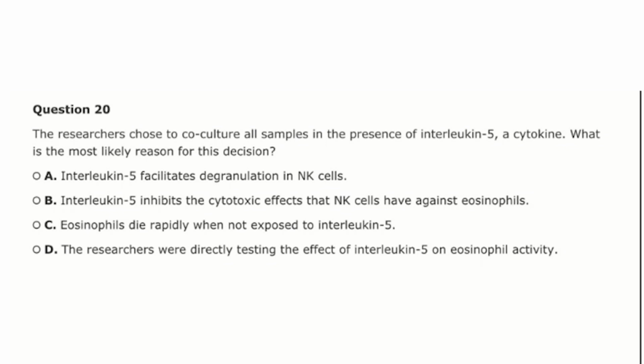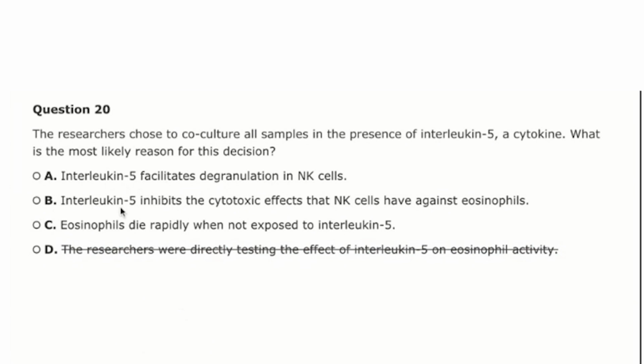All right, so answer choice D seems like, well, no, that's what they were. It was the presence of. I don't see anything where they were like, oh, and here's different levels of interleukin-5, and here's what interleukin-5 did. It's just, they were in interleukin-5. So I'm going to cross out answer choice D. I'm with you, because that seems weird.